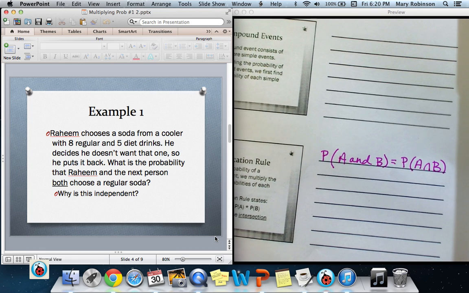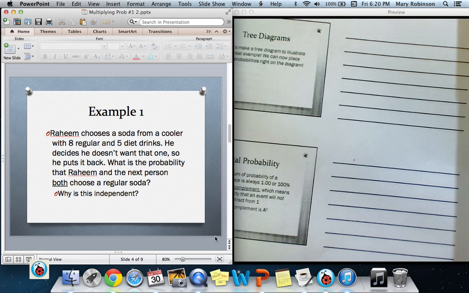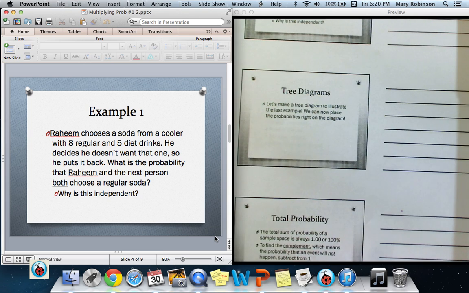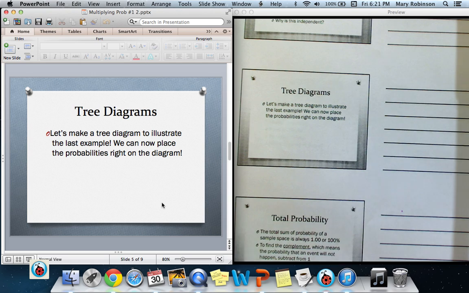Let's say Raheem chooses a soda from a cooler that contains 8 regular and 5 diet drinks. He decides that he doesn't want one, so he puts it back. We want to find the probability that Raheem and the next person both choose a regular soda. Let's first make a tree diagram to illustrate this example.